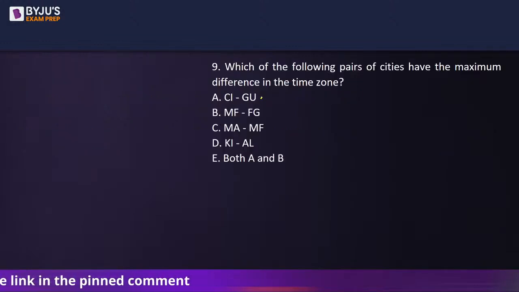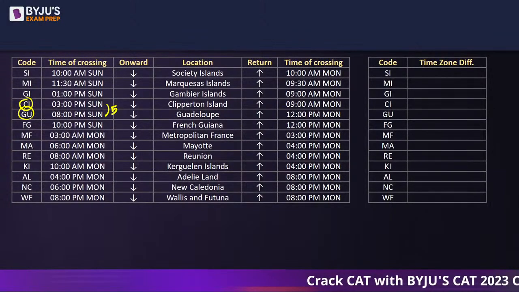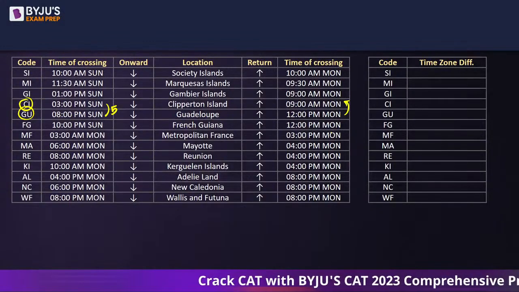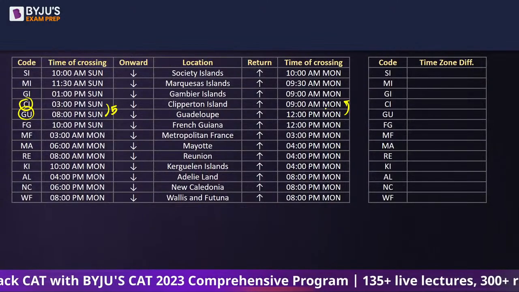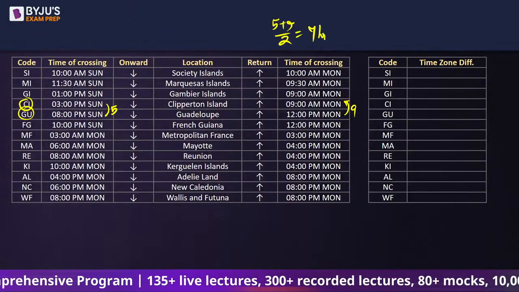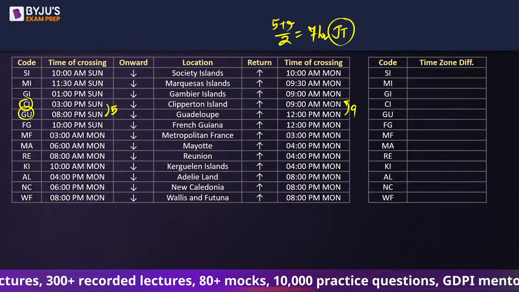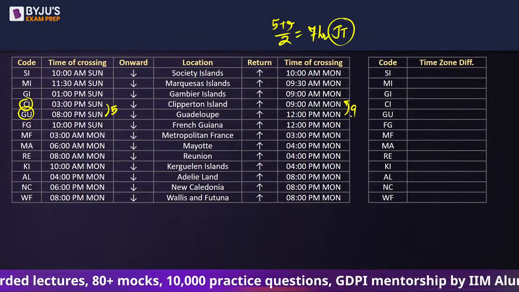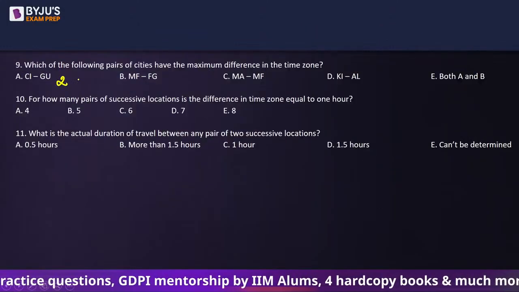CIGU. So for CIGU, if you want to solve, so CI is here and GU is here. So 3 p.m. to 8 p.m. So that is 5 hours, and 12 p.m. to 9 a.m. guys. ठीक है, ध्यान देना. So this is 9 hours. So average of 5 and 9 is going to give us 7 hours. This is journey time. तो 7 में से अगर आप 2 कम कर दोगे तो 5, 7 में से 2 ऐड कर दोगे तो 9. So the time zone difference is 2 hours, right? So इसका 2 हो गया.